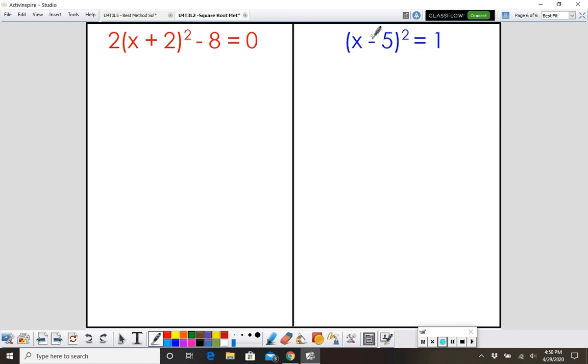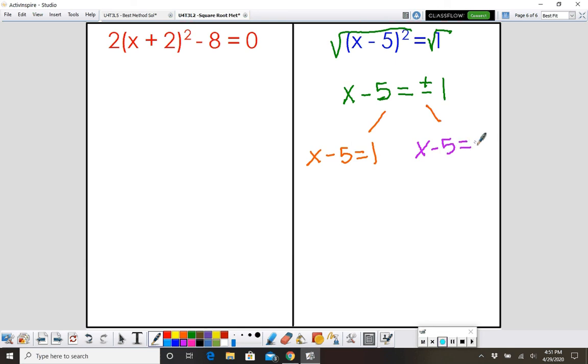Okay, so remember, squared values all by itself. So I'm going to start off, I'm just going to take my square root on both sides here, and that's going to leave me with x minus 5 equals, the square root of 1 is positive or negative 1. From here, I'm going to write two equations. One with my positive value, so x minus 5 equals the positive 1, and one with the negative value, where x minus 5 equals negative 1.